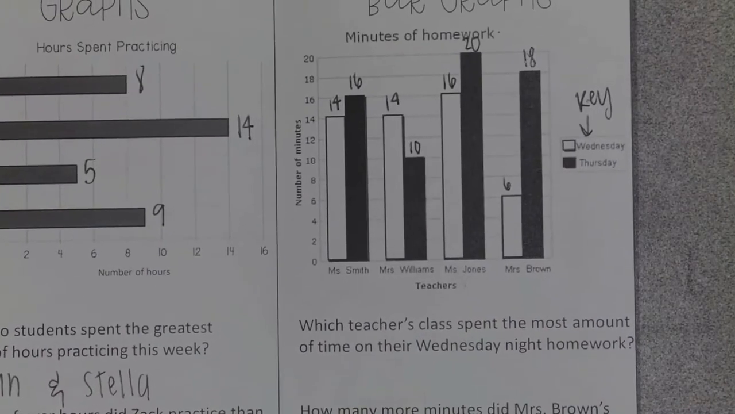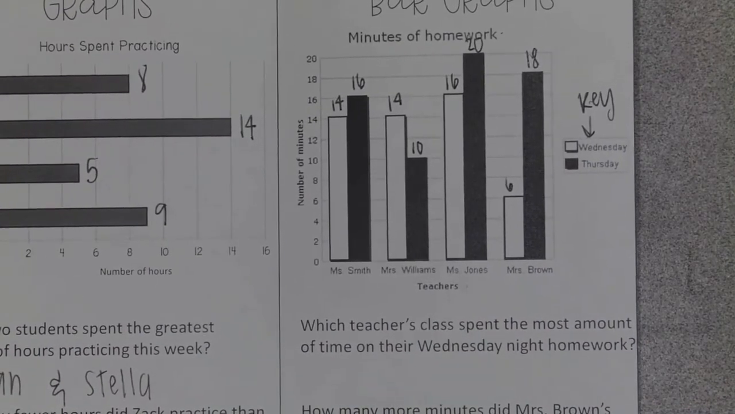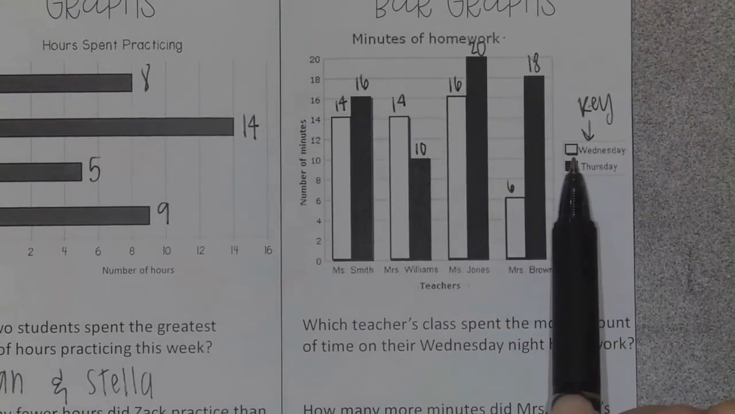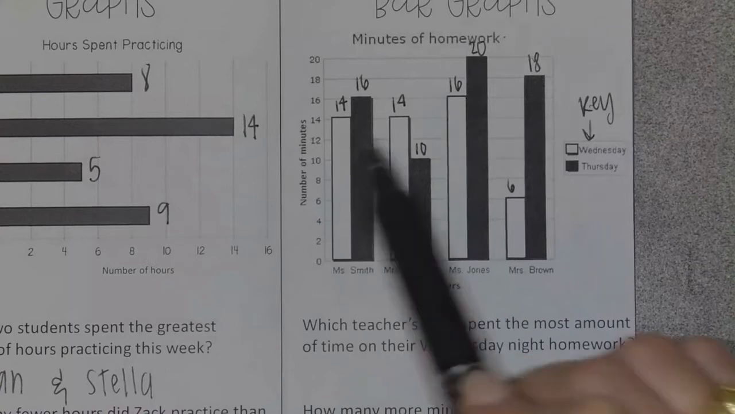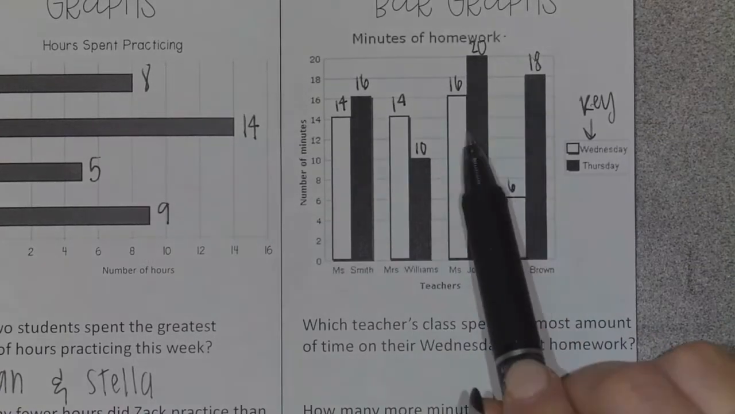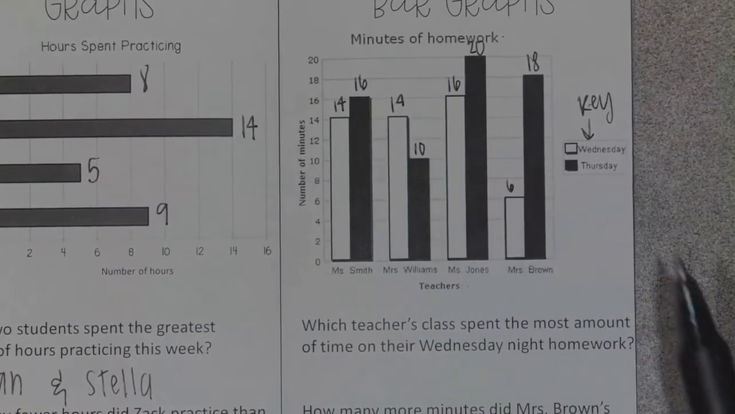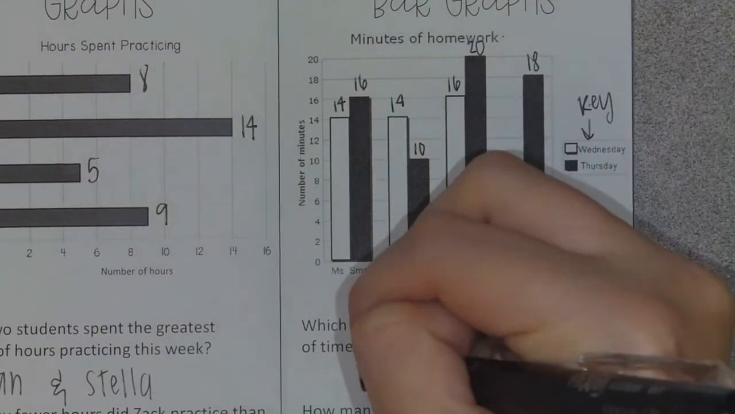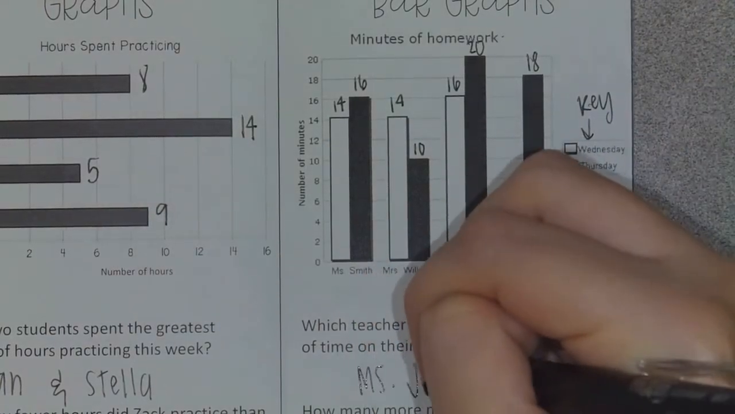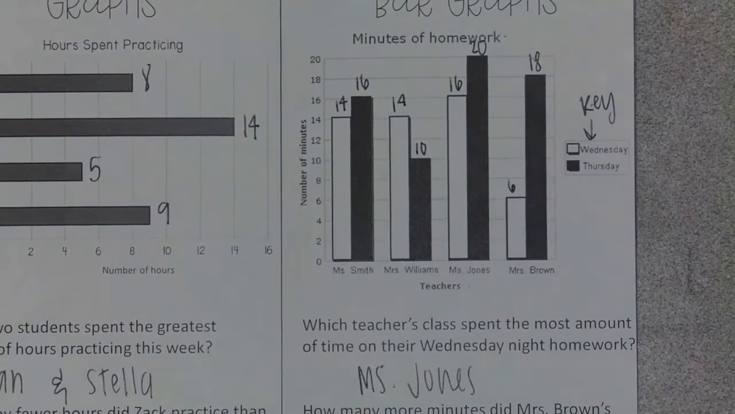So our first question says, which teacher's class spent the most amount of time on their Wednesday night homework? So remember, Wednesday is our white bar. So Miss Smith was 14, Miss Williams 14, Miss Jones 16, Miss Brown 6. So Miss Jones's class spent the most time on their Wednesday night homework. They spent 16 minutes.